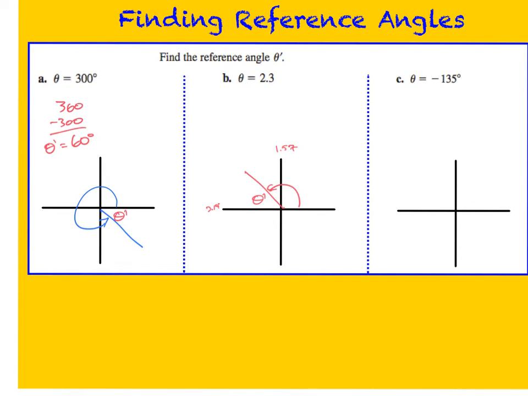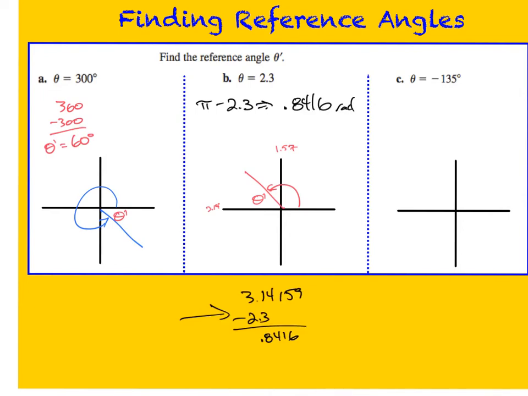Subtract, not pi, but from pi. All right, I need to subtract from pi. So now I have pi minus 2.3. So bust out your handy dandy calculator, and we end up with 0.8416 radians.